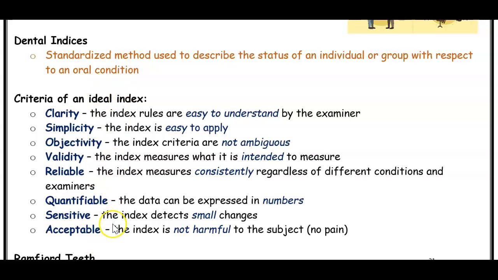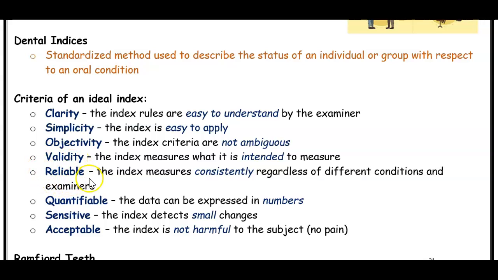There are many criteria for a good, ideal index. You want it to be clear, so it has to be easy to understand. You want it to be simple, so it's easy to apply. You want it to be unambiguous, so objective, with the listed criteria very clear. You want it to measure what it is intended to measure, so it should be valid, true, and realistic.